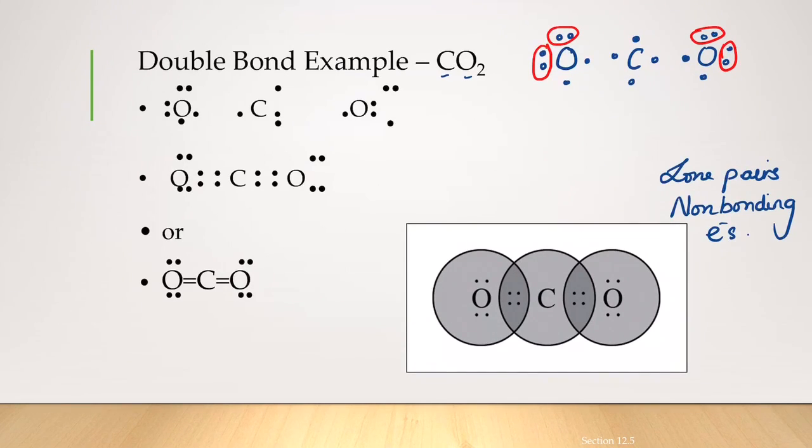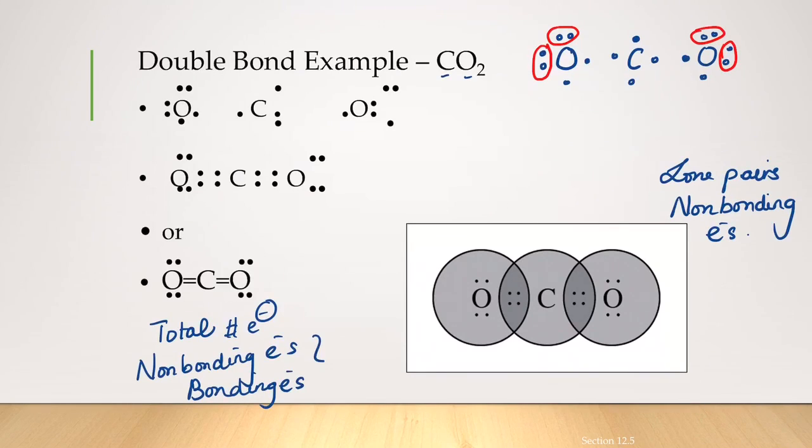When you draw the Lewis dot structure, the total number of electrons around the atom, which is the number of non-bonding electrons and the bonding electrons, should be equivalent to 8. So after you draw the Lewis dot structure, when you count the total number of electrons that an atom has, it should be equivalent to 8.